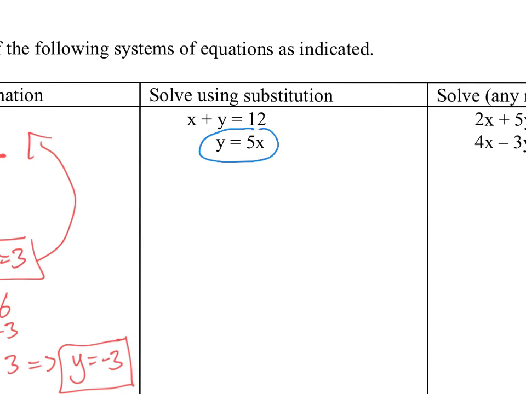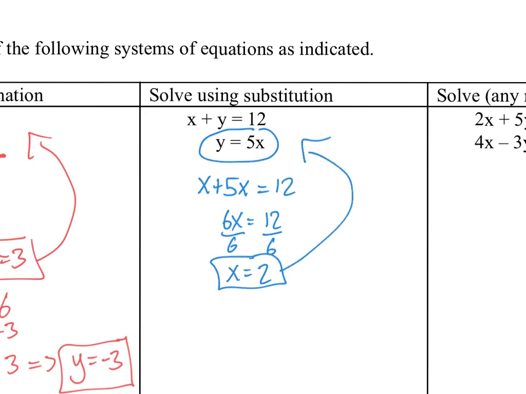They already tell you what y is equal to. So if x plus y equals 12, and then it tells you y equals 5x, all you do is plug it in. So instead of writing y in that first equation, you write what it's equal to, 5x. Then you simplify. 6x equals 12. So x equals 2.